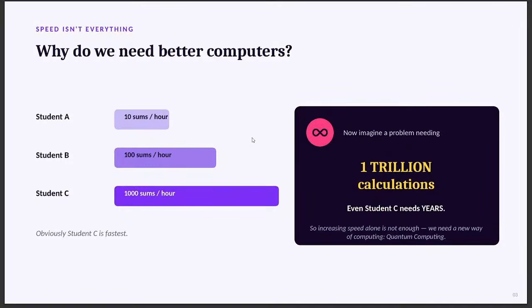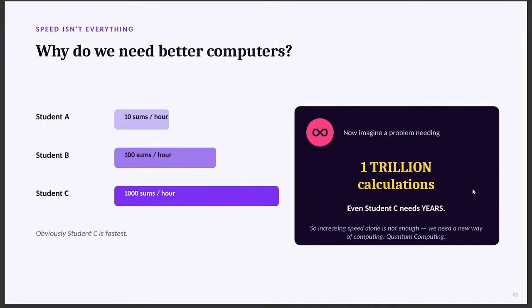Let us assume a scenario. Imagine I give three students a problem to solve. Student A solves 10 sums per hour, student B from the same class solves 100 sums per hour, and student C solves 1,000 sums per hour. So clearly student C is much faster, right? Now imagine a question that contains 1 trillion calculations. If I give just 1,000 sums, it will be solved in 1 hour. But what if a problem has 1 trillion calculations? Sometimes we need a completely different way of solving it. That new approach is called quantum computing.